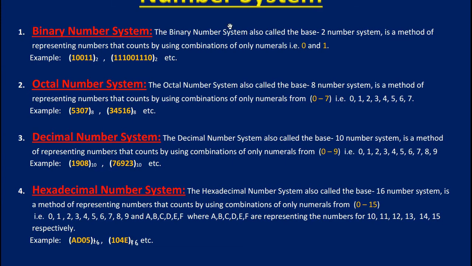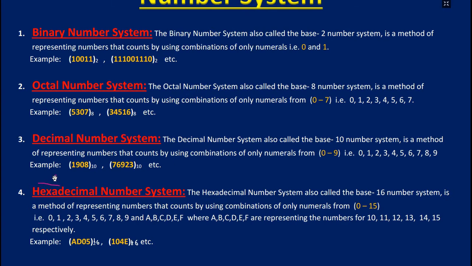And here the next number system is the hexadecimal number system, where hexa means 6 and deci means 10. It means that the total is 16. So the hexadecimal number system is also called the base 16 number system, which is a method of representing numbers that counts by using combinations of the numerals from 0 to 15. If we count numbers from 0 to 15, the total count will be 16. That comes under the hexadecimal number system.